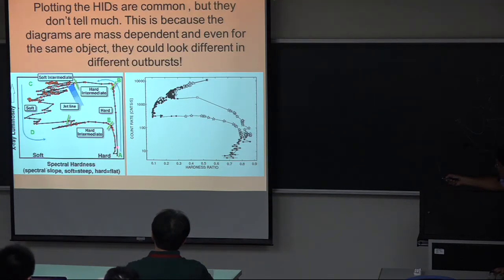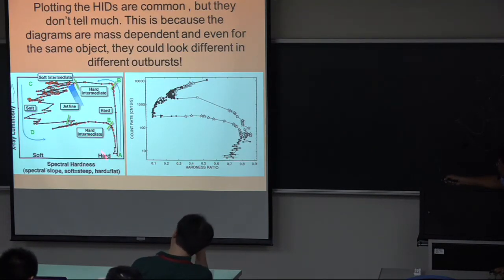It apparently starts with a very hard state. Then, while remaining hard, this is hardness, spectral hardness, its intensity started going up, this side is intensity. And then the hardness started going down, so it started getting softer and softer. Lots of things happen. Lots of jets may be produced. People have lots of pictures, different kinds of pictures. Then, remaining soft, the intensity started going down, and then it started going hard again, and it comes down.